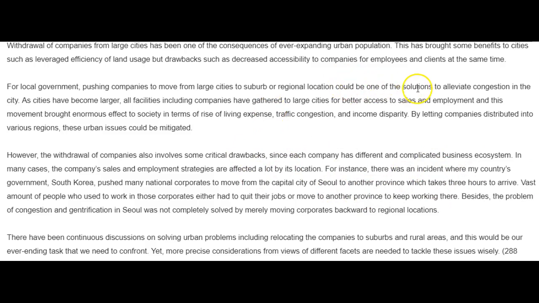You said that it could be a solution. You said that companies have gathered to large cities and why they have stayed in large cities, and there's been a rise in living expense, traffic congestion, and income disparity. So then you say that all these issues can be mitigated. It's not really correct.